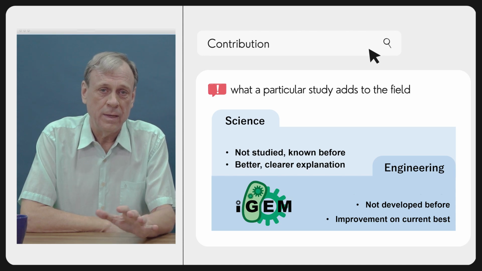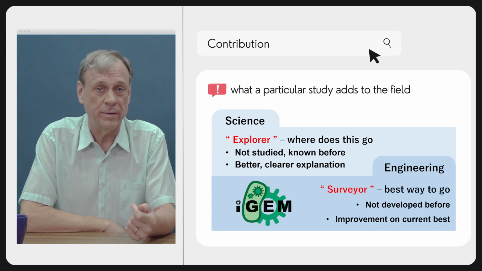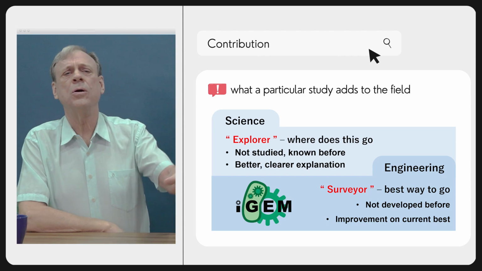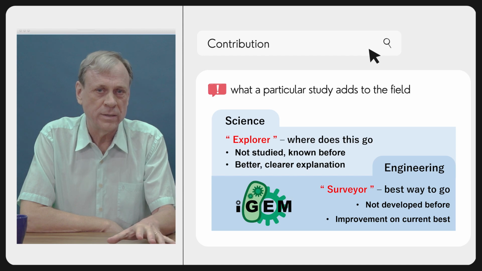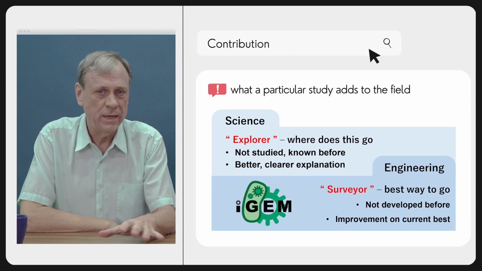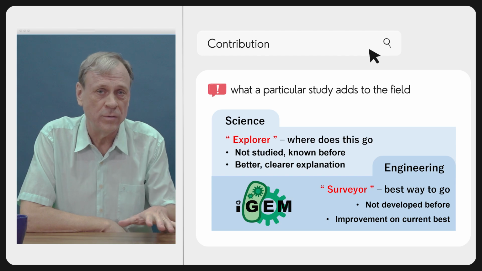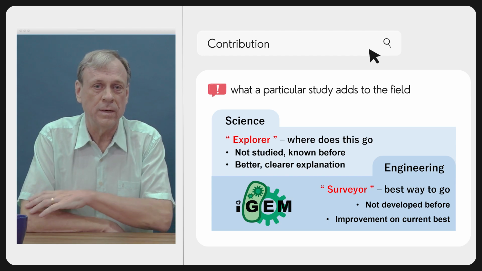It's sort of like the difference between an explorer and a surveyor. In science, you have explorers, people that just go where no one has ever gone before. And they mark a trail and they make a map. And then later the surveyor comes along and checks all the maps that have been made and tries to lay out the best route for making a road or some other structure.